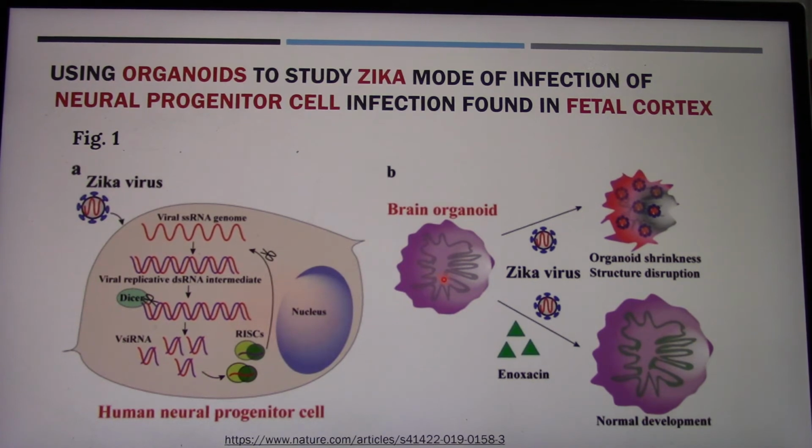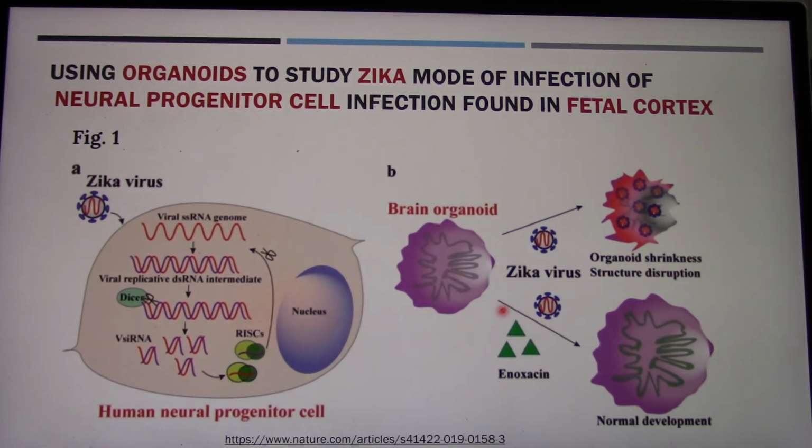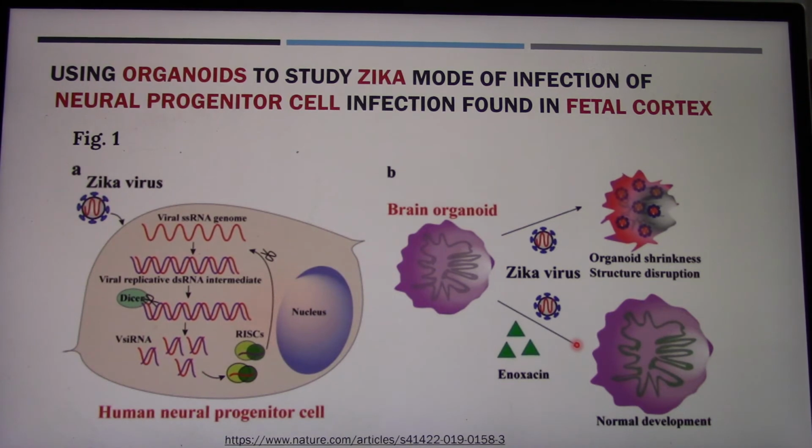So what's happening here in this brain organoid is that the Zika virus is going to cause organoid shrinking and structure disruption. However, they found that there is some sort of broad spectrum drug called enoxaparin that can restore normal development in the presence of the Zika infection. So there you go. There's a case where you're using some sort of drug to actually help development. Shocking, I know, but it's possible.